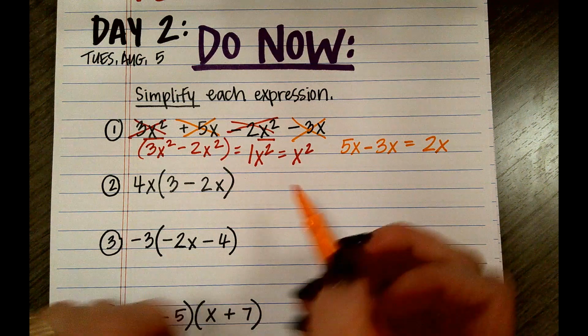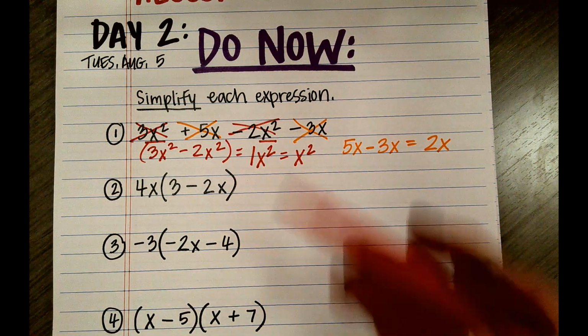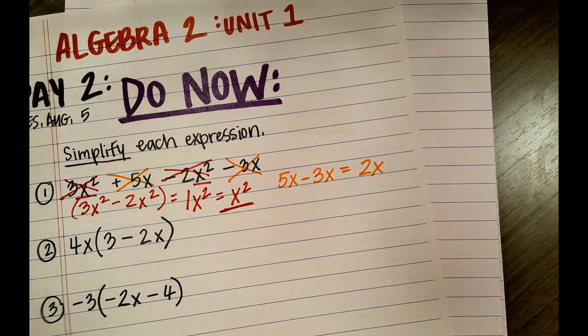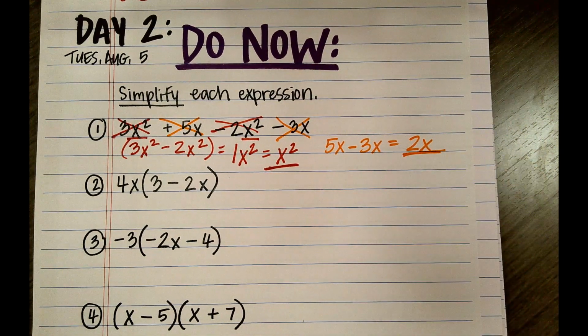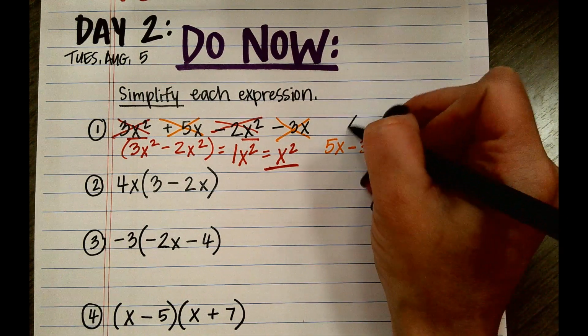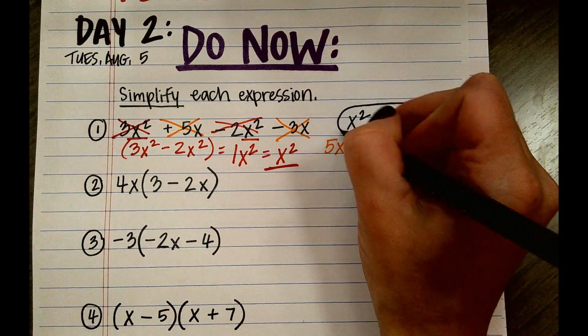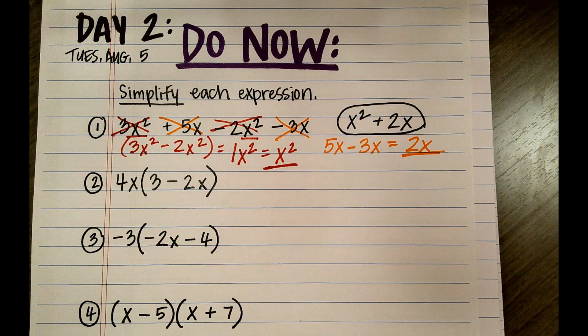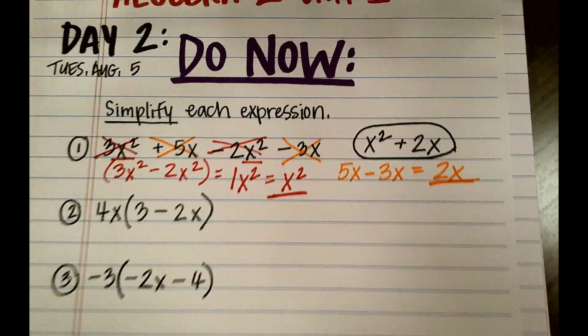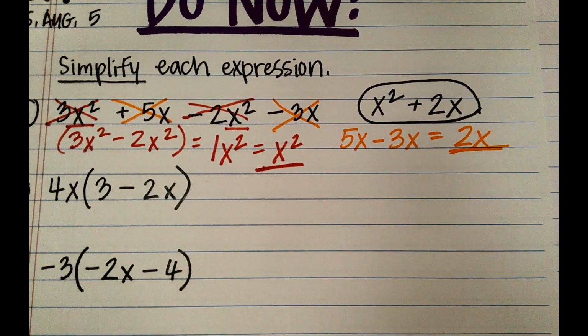Okay, so now we have x squared and 2x. How do I write that as an answer? Plus 2x. Absolutely perfect. X squared plus 2x. That is our simplified expression. Okay. Is anybody confused how we did any step of that process? Or do we feel good about it? We got it? Okay.